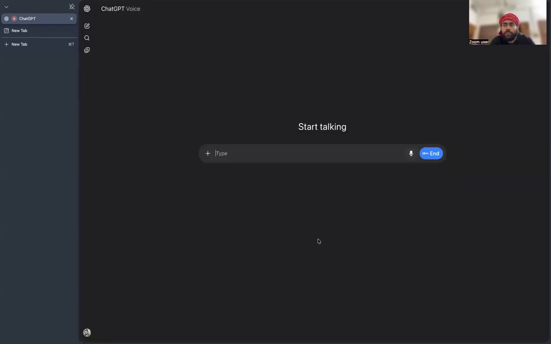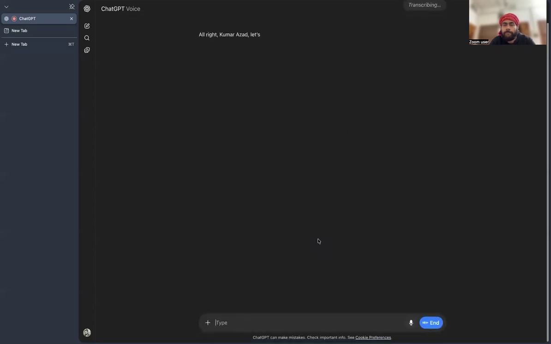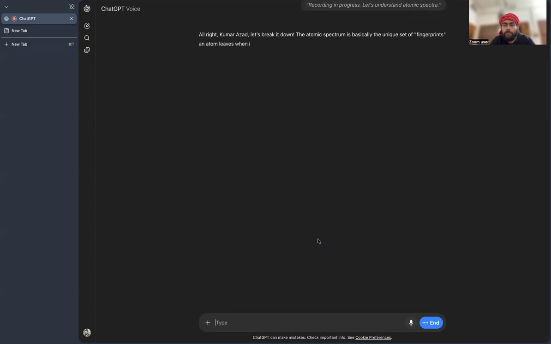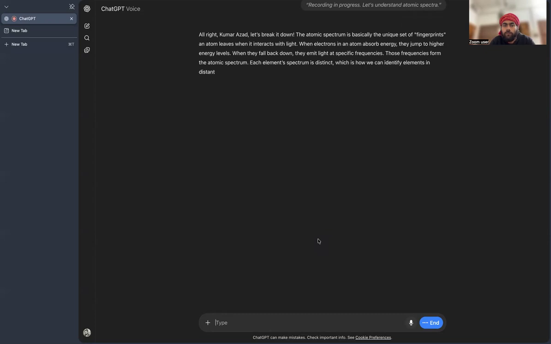Let's understand atomic spectra. All right, let's break it down. The atomic spectrum is basically the unique set of fingerprints an atom leaves when it interacts with light. When electrons in an atom absorb energy, they jump to higher energy levels. When they fall back down, they emit light at specific frequencies. Those frequencies form the atomic spectrum. Each element's spectrum is distinct, which is how we can identify elements in distant stars or even in a lab.